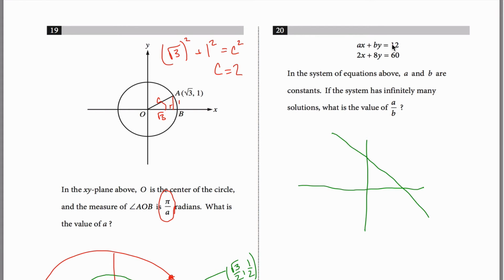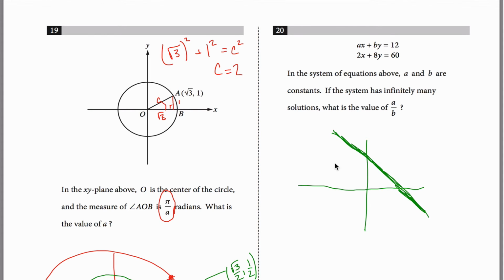If this represented a different line, then their point of intersection would be my only solution to the system of equations. If it represented a parallel line, then there would be no points of intersection, so there would be no solutions to this system of equations. But what it's saying is it has infinitely many solutions, so my second line must fall right on top of this first line in order for any point on this line to be a solution. This must be the same line as this. So what are a and b, or specifically what's a divided by b, if this line is the same as this line?